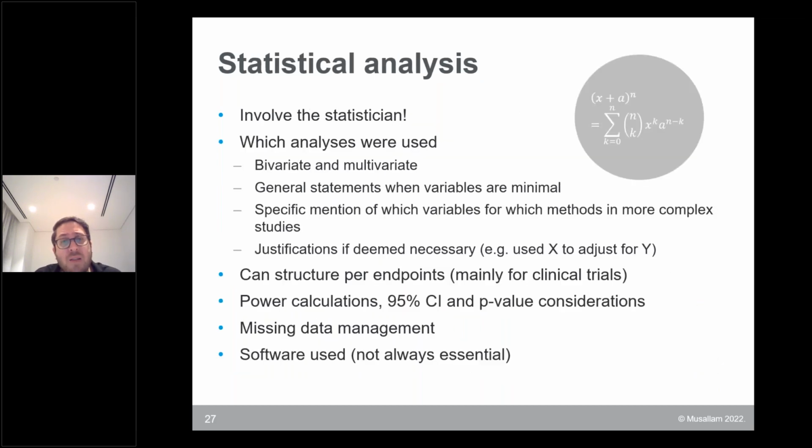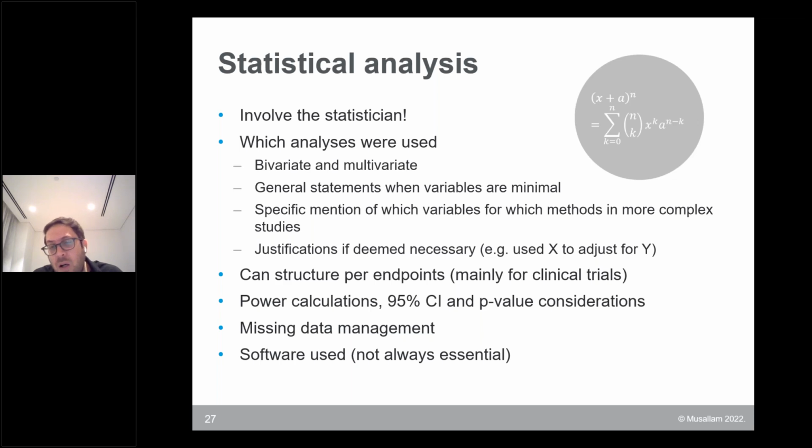In the statistical analysis section, always try to let the statistician that helped with the paper write it. Obviously, you need to mention which analysis were used. Start with the simple ones, descriptives, bivariate, multivariate, and then go into something that's more complex. If you used a certain threshold, you divided your data around the hemoglobin of 8, that's where you need to mention why you did that. You always need to explain yourself in the statistical analysis.